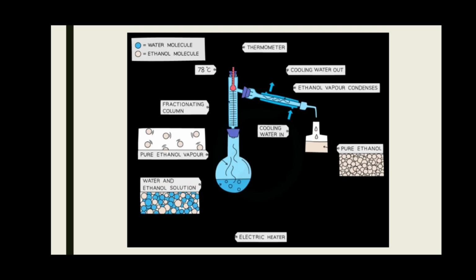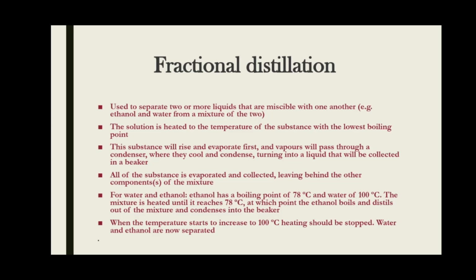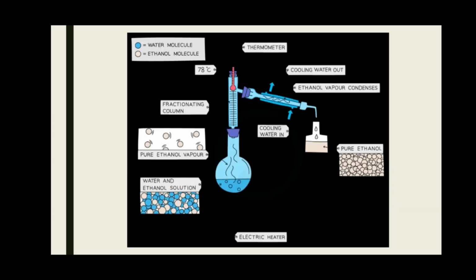Here you can see the diagrammatic snapshot. The apparatus is arranged, with the fractionating column and everything. What is happening here? In the round bottom flask, I have my water and ethanol solution. Firstly, the mixture will be heated to the temperature of the substance with the lowest boiling point. So I am heating up to 78 degrees Celsius. That's the lowest boiling point, and that's for the ethanol molecule, because water has a boiling point of 100 degrees Celsius.